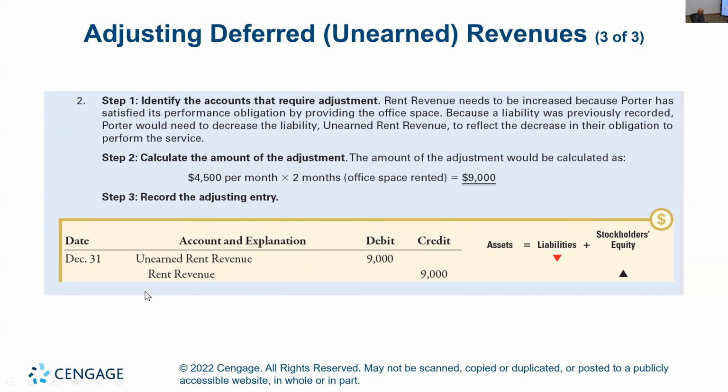Then we would come again and we would get to January 31st of the next year. And that's when we would do the remaining 4,500. It would be the exact same journal entry. Okay, then we take off all of the unearned rent revenue and put it into rent revenue. Then on February 1st, when they paid 3 months again, we'd start the whole process over.